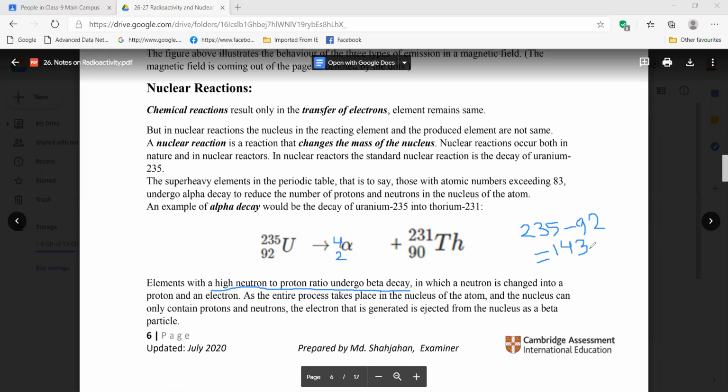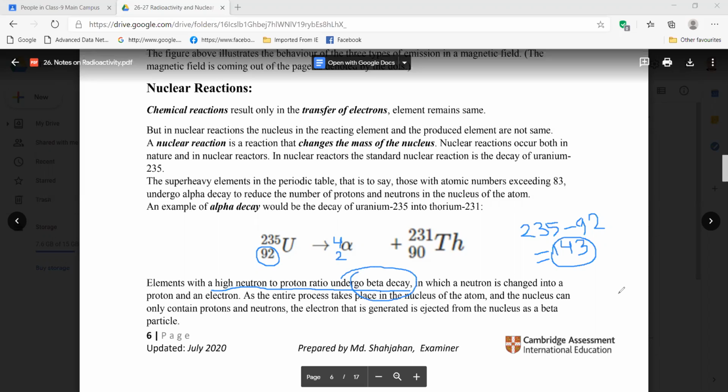Look, high neutron to proton ratio. So the number of protons is 92, the number of neutrons is 143, right? So there is a high neutron to proton ratio, and because of this there will be beta decay.